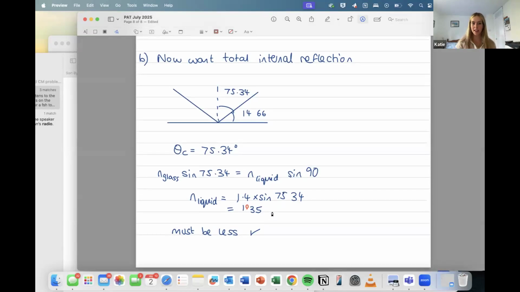So we know it must be less, since we only ever get total internal reflection on a boundary where you're going from a more dense medium to a less dense medium. So we know it must be less than 1.4. So this answer makes sense.